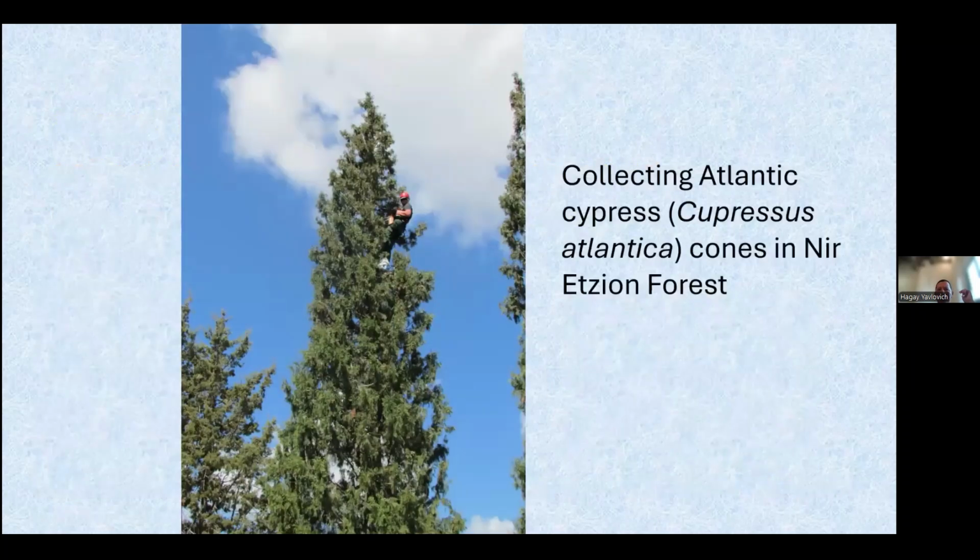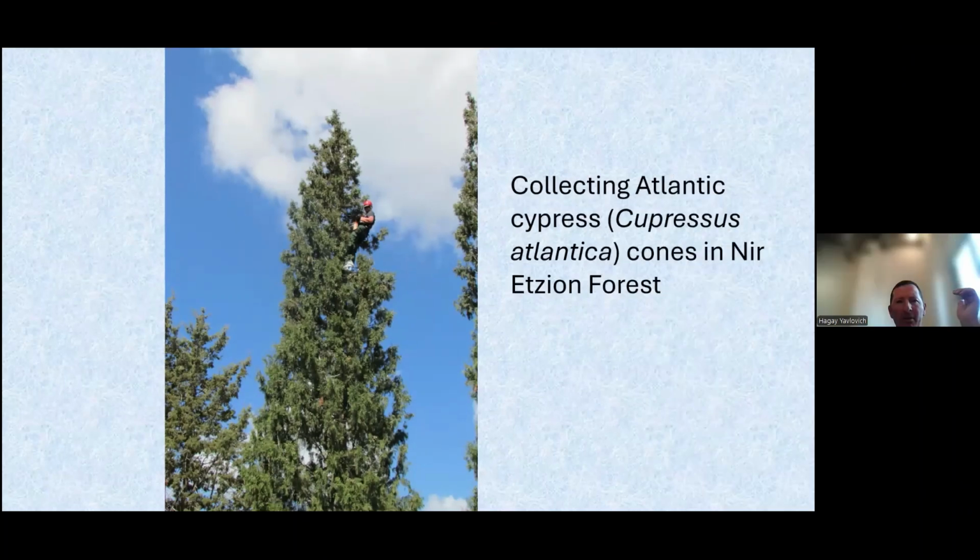We can see a collection of Atlantic cypress, or Cupressus atlantica, in Nir Etzion forest. It's near Mount Carmel in the north of Israel. You can see that you can climb almost until the tip of the tree.